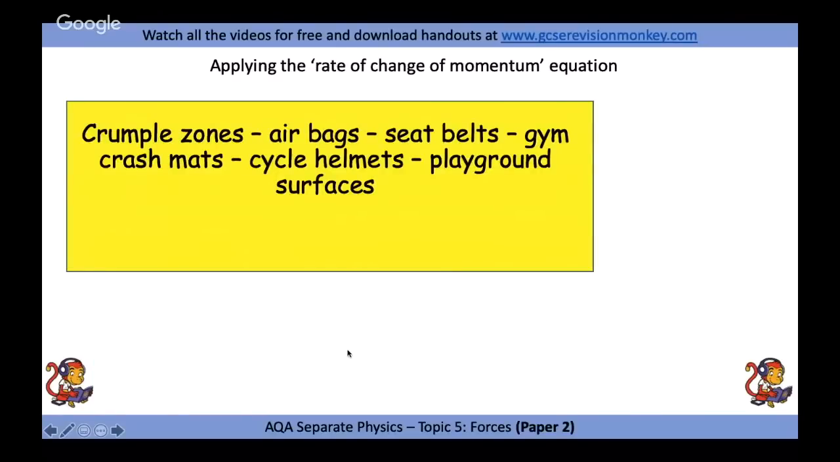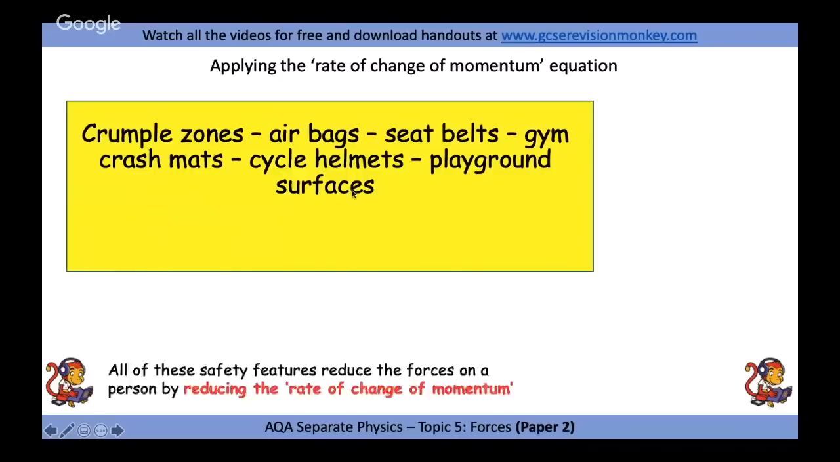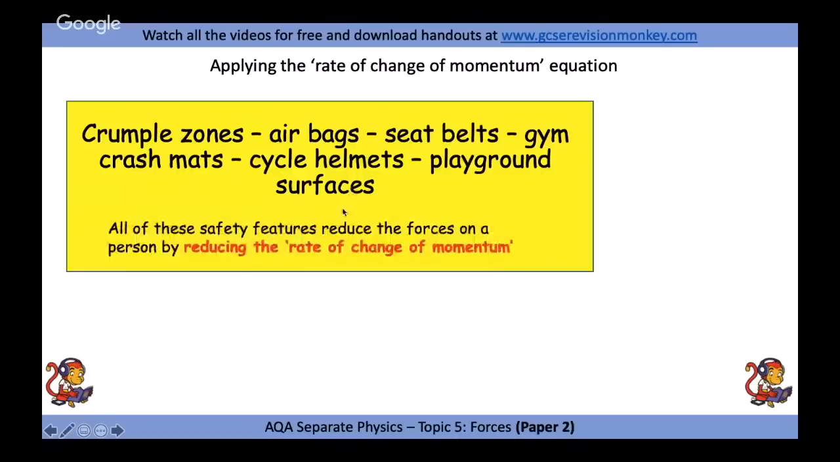Okay, the rate of change of momentum. So crumple zones in a car, airbags, seat belts, gym crash mats, cycle helmets, playground surfaces, what have they all got in common? They're all safety features which reduce the forces on a person. It's forces on a person that causes them injury. High forces are bad, low forces are good. So they do this by reducing the rate of change of momentum.